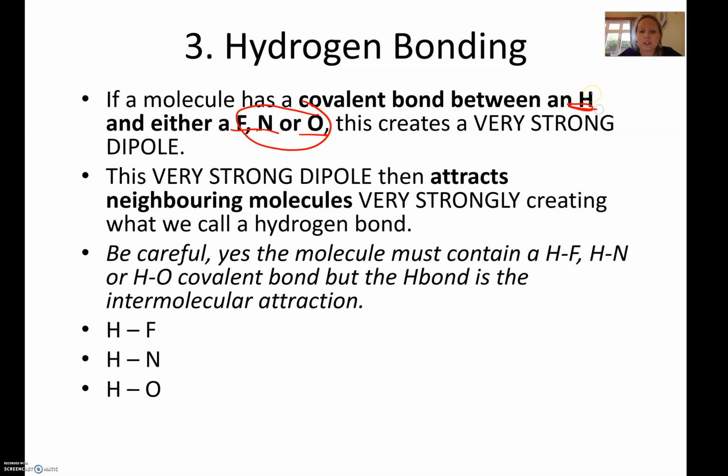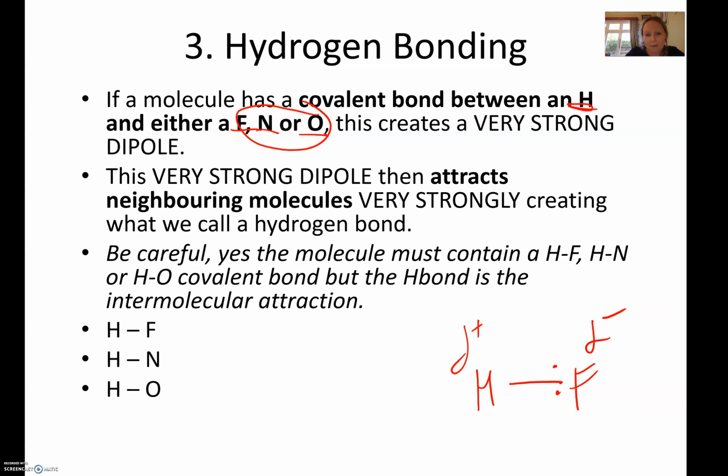So that makes the H super positive, delta positive H, and it makes the other element, such as fluorine, super negative. So the electrons sit way closer towards the fluorine. So first of all, that's the first criteria for a hydrogen bond: the molecule itself must contain a covalent bond of an H to F, or H to N, or H to O.